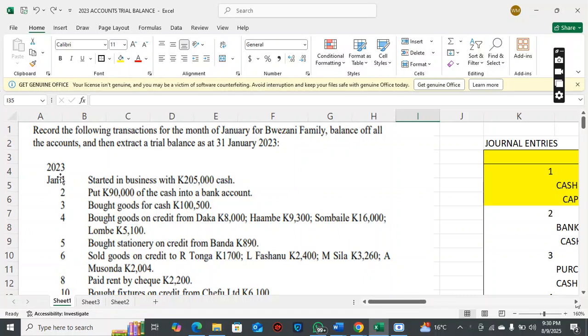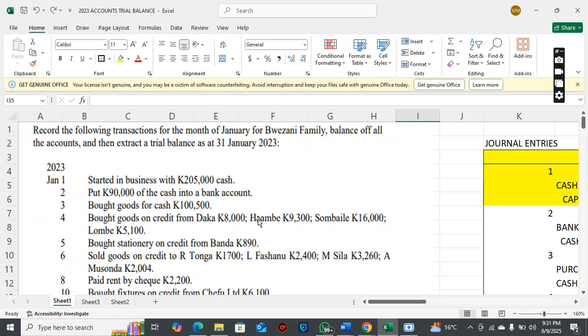2023, January 1st, started a business with 205,000 kwacha in cash. So we have to record this journal entry. Okay, so the two accounts involved here are the cash and the capital account. Every time you're looking at a transaction, you ask yourself the accounts involved, cash and capital. Then you ask yourself, are they increasing? Are they decreasing? Cash is increasing, capital is also increasing.